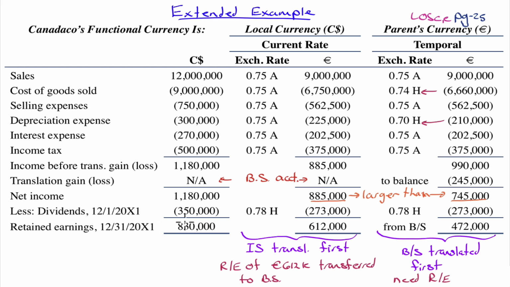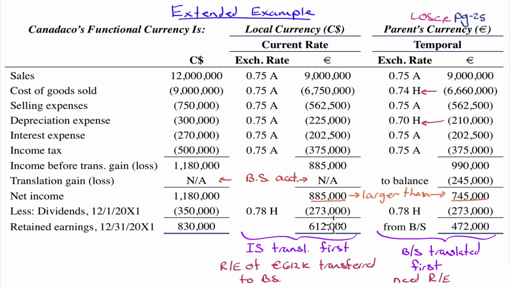Then we have our dividends, $350,000, but the rate on the date that it was declared is 0.78, so we translate those dividends at that rate for 273. We get 612 euros, 612,000 euros for retained earnings. That gets transferred to the balance sheet, and we'll look at the balance sheet in a few minutes.